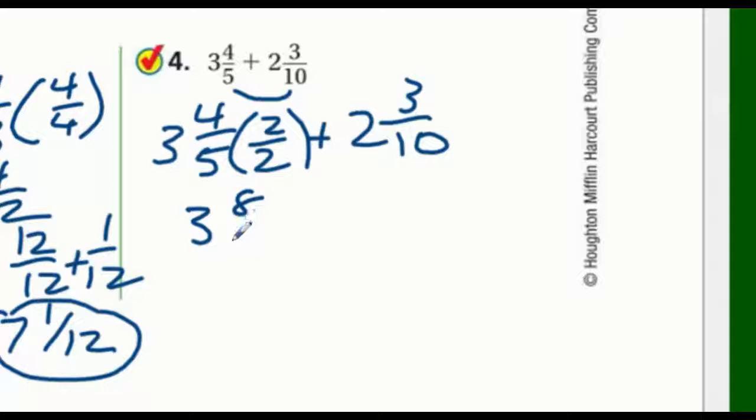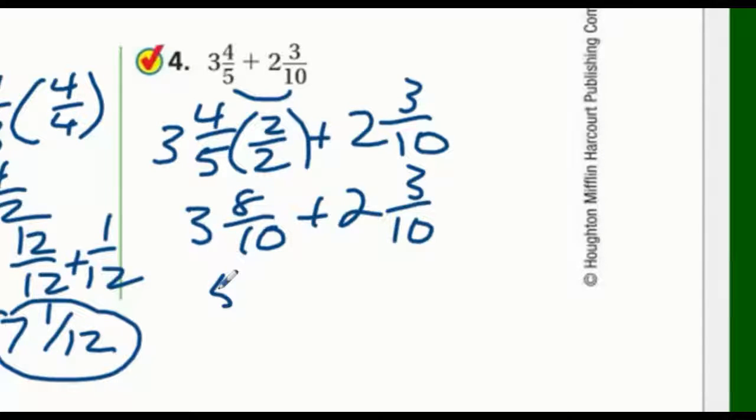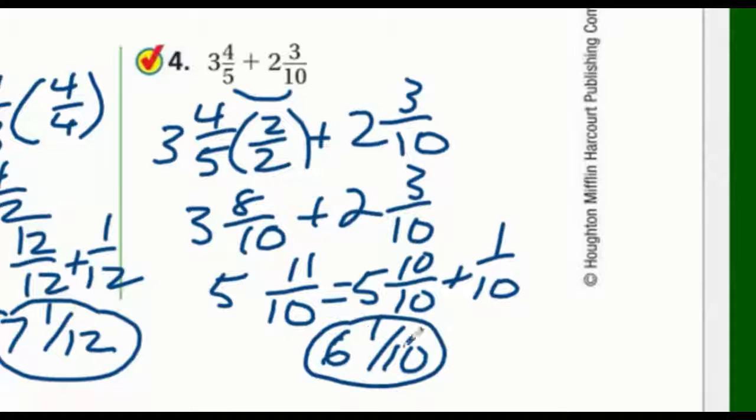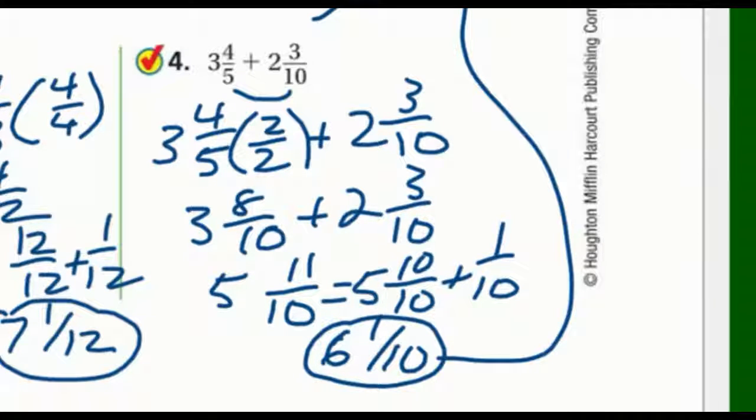Now I have 3 and 8 tenths plus 2 and 3 tenths. Here I have 5. Now I have 11 tenths. I have another whole there. So I say 5 and 10 over 10 plus 1 over 10. So now I end up with 6 and 1 tenth. Woohoo! Oh my goodness.